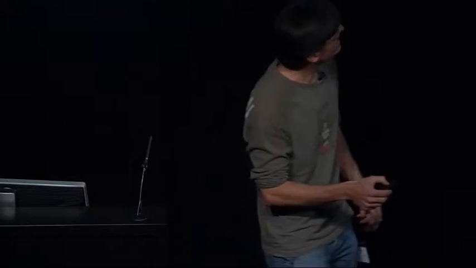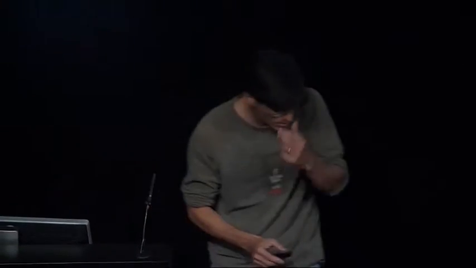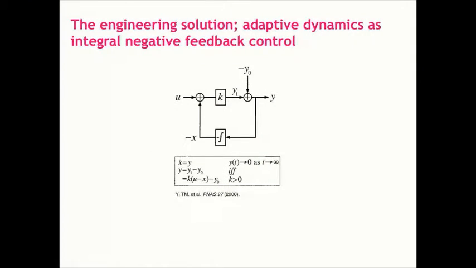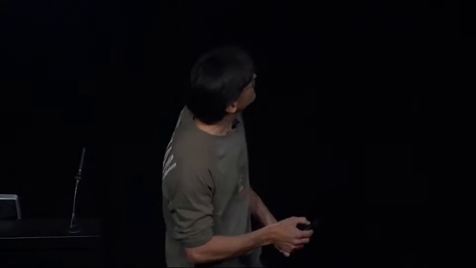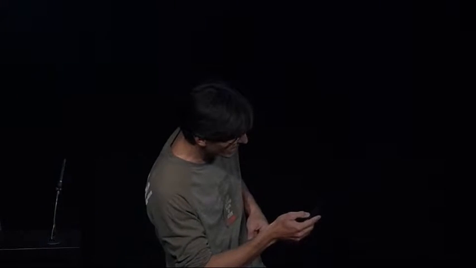People have already been thinking about what this adaptive dynamics might mean, and especially engineering folk have looked at this and concluded that this is actually an implementation of what is known as integral negative feedback control. You have a system that you measure, and you'd like that system to be at a certain level. When that system deviates from that level, you take that as an error, you integrate that error, and you feed that back into the system as negative feedback, and that will bring you back to the original state.